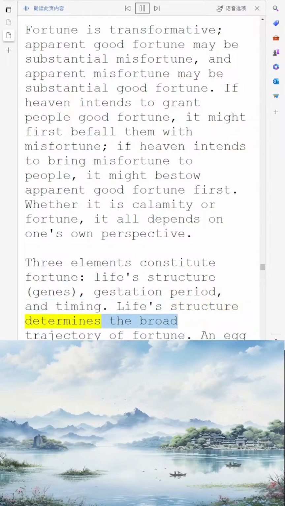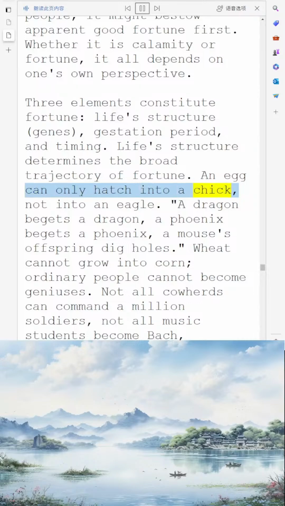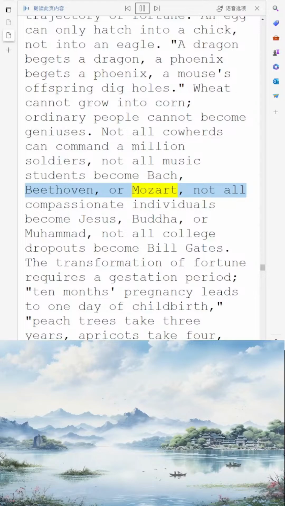Life structure determines the broad trajectory of fortune. An egg can only hatch into a chick, not into an eagle. A dragon begets a dragon. A phoenix begets a phoenix. A mouse's offspring dig holes. We cannot grow into corn. Ordinary people cannot become geniuses. Not all cowherds can command 1,000,000 soldiers. Not all music students become Bach, Beethoven, or Mozart. Not all compassionate individuals become Jesus, Buddha, or Muhammad. Not all college dropouts become Bill Gates.